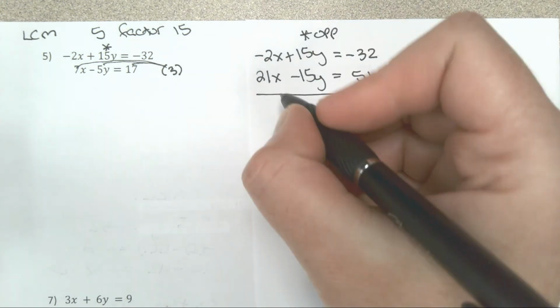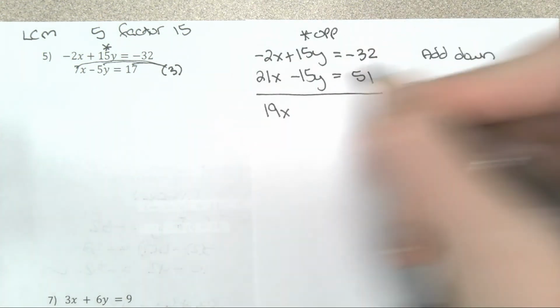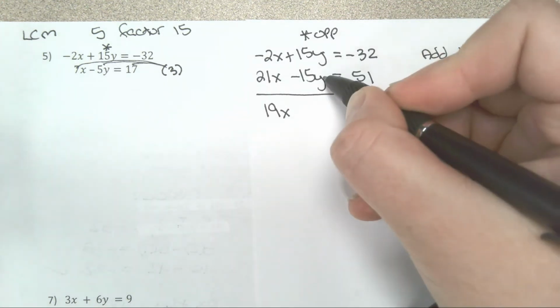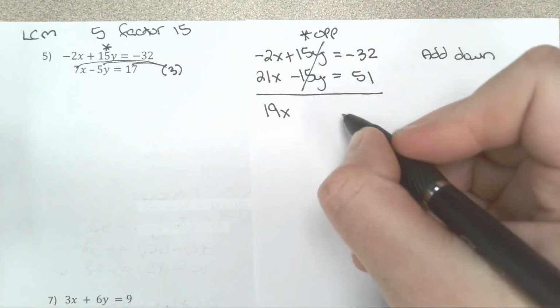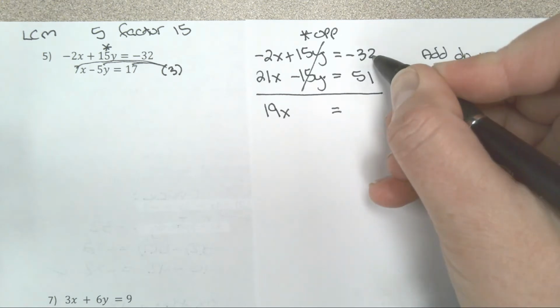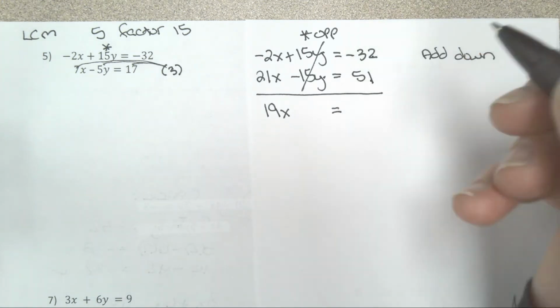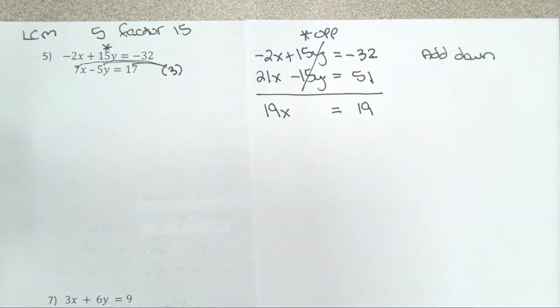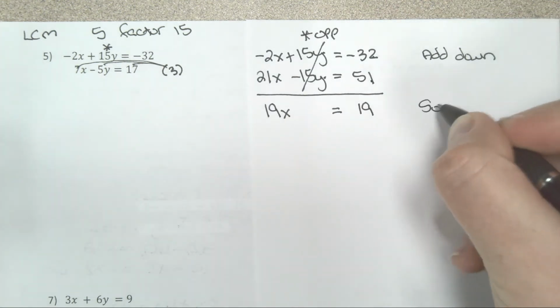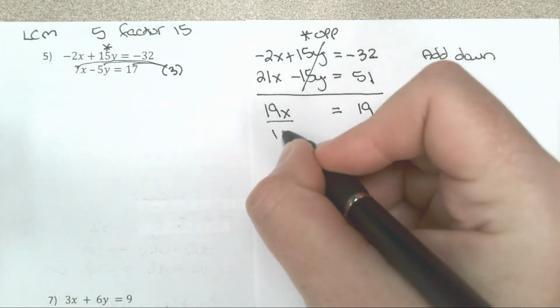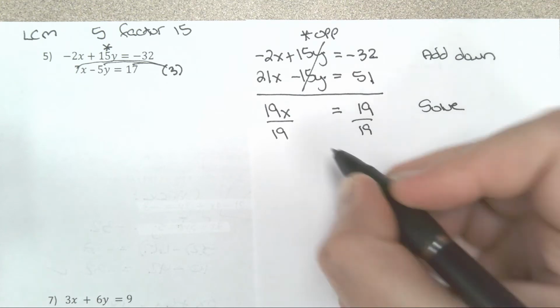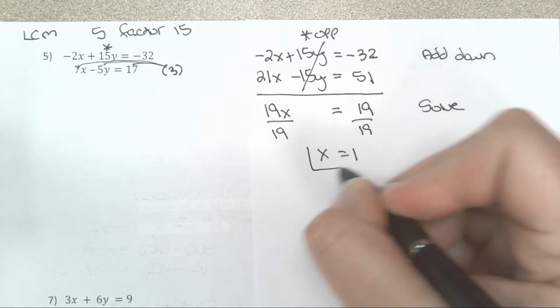-2x plus 21x adds up to 19x. 15 plus -15 adds up to 0. -32 plus 51 adds up to 19. And now I'm just going to divide and solve. So x equals 1.